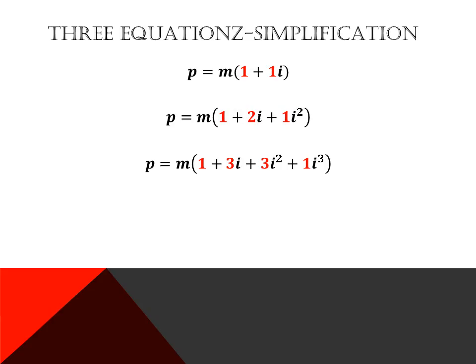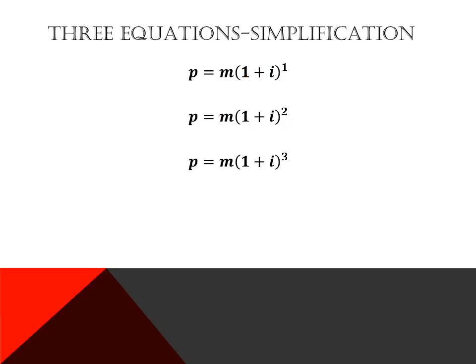As you can see, the coefficients are in red. They look a lot like rows 2 through 4 of Pascal's triangle. This means we can simplify these down to a binomial raised to a power. The three equations have been simplified to M times a binomial. You should notice a pattern here with the powers.